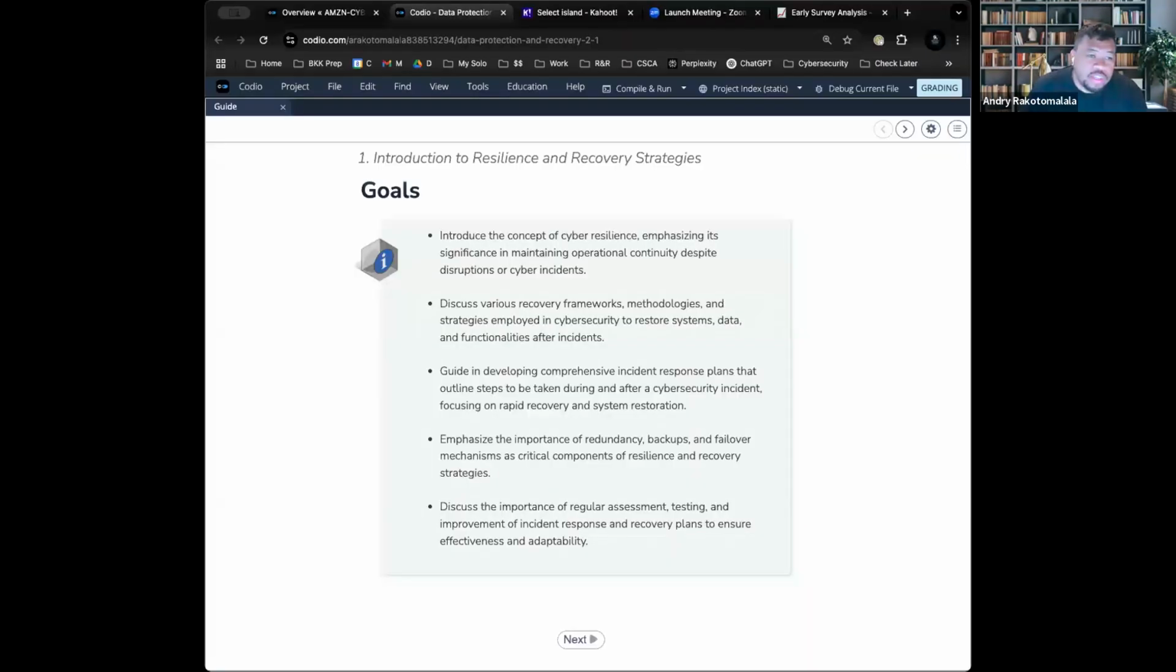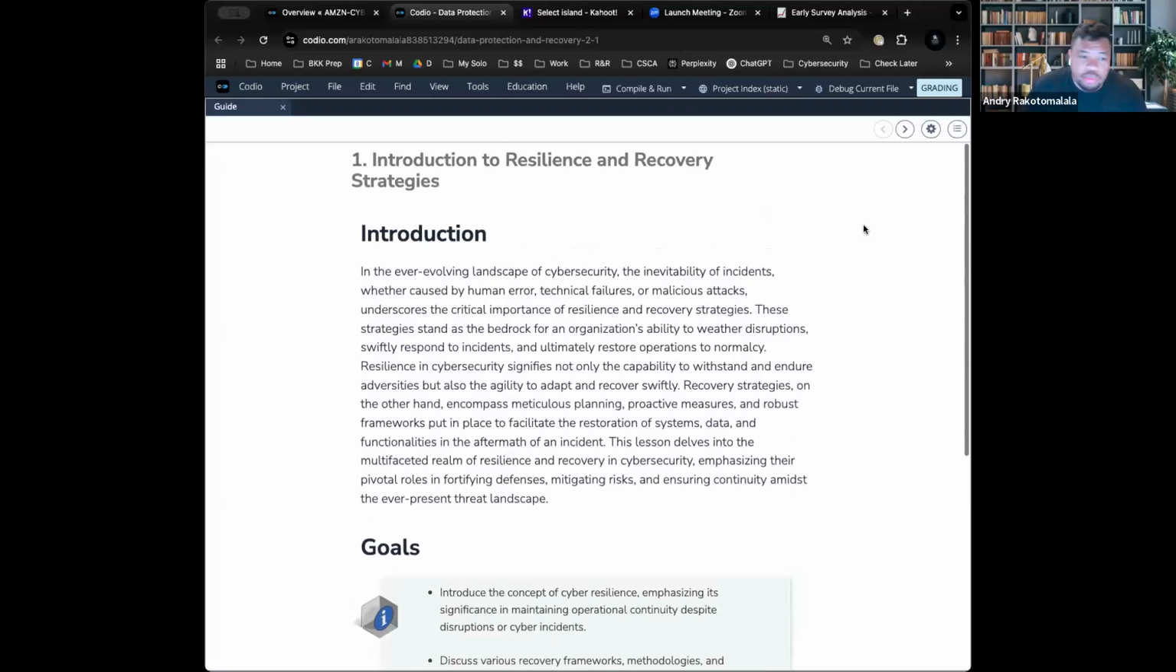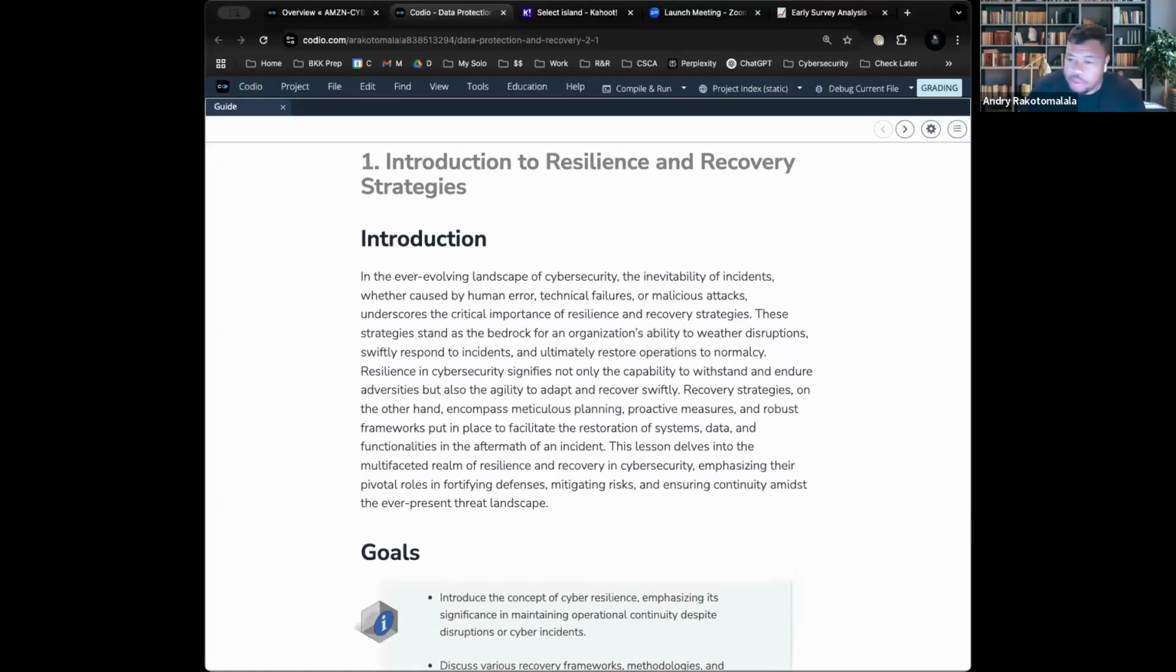Okay, so let's go ahead and continue on with today's class. It's going to be the same concept that we have done before, which is data protection. All right. So let's revisit some of the strategies that we had talked about here, primarily resilience.